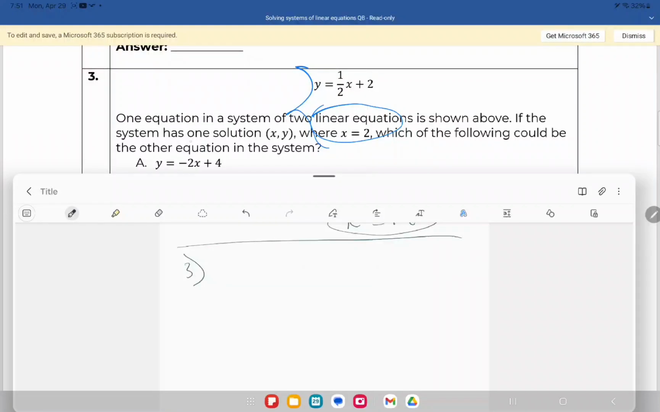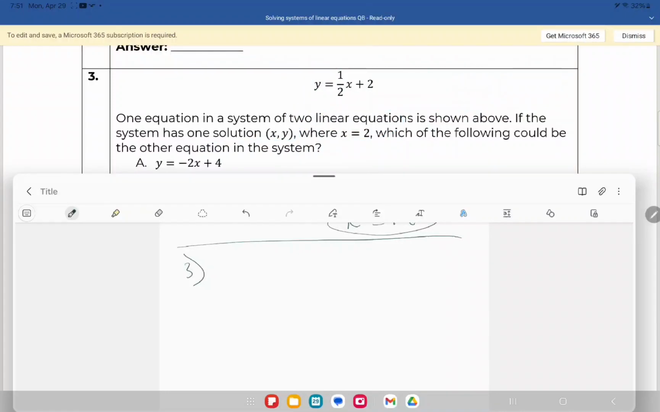If the system has one solution, x, y, where x is equal to 2, so usually we solve the first one and the second one in order to get x equals to something and y equals to something. So they already gave us the 2. Which of the following could be the equation of the other one?